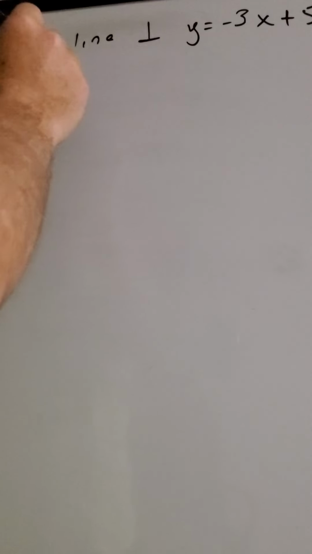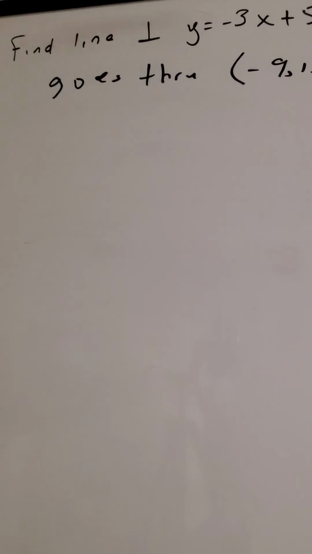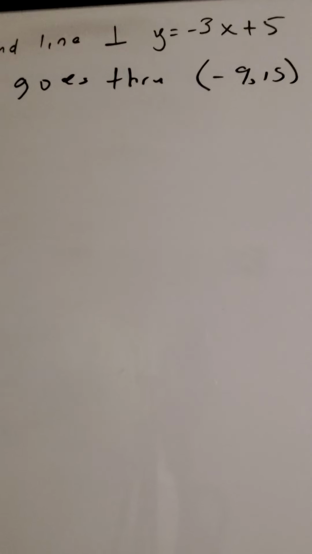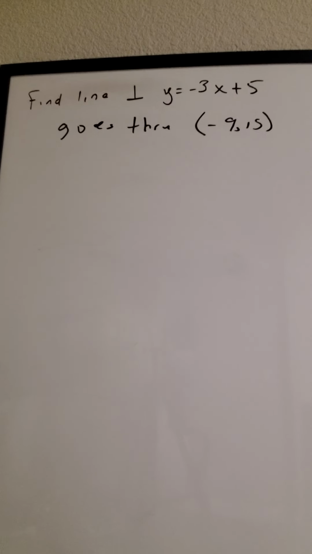So what we want to do is find a line that is perpendicular, and see that perpendicular sign? It looks like a fraction, right? It's a big hint you're gonna flip your fraction over. So we're gonna find a line perpendicular to y equals negative 3x plus 5 that goes through the point negative 9, 15. Our friend point slope form, again, is what we want to be using here.